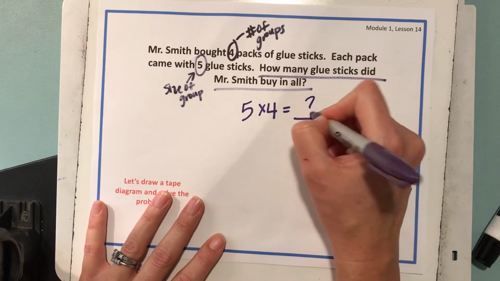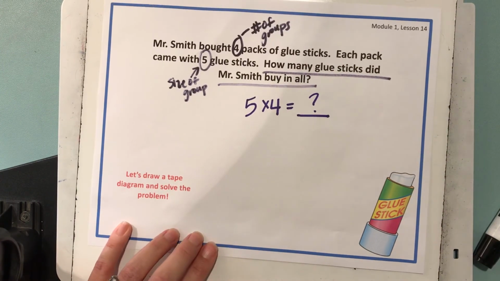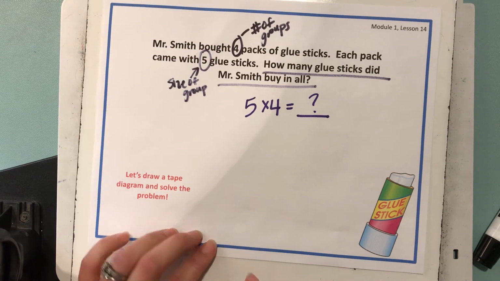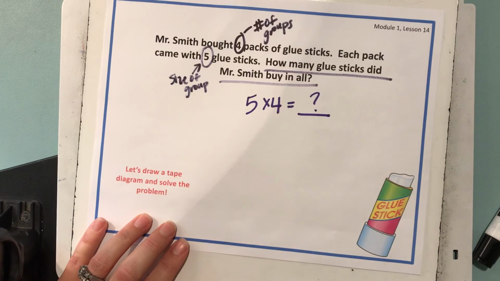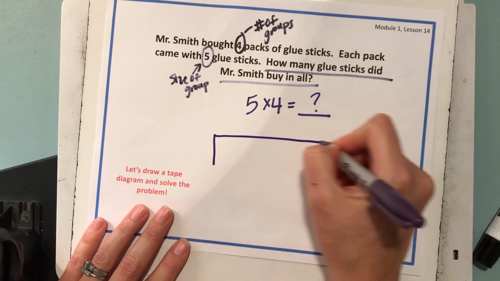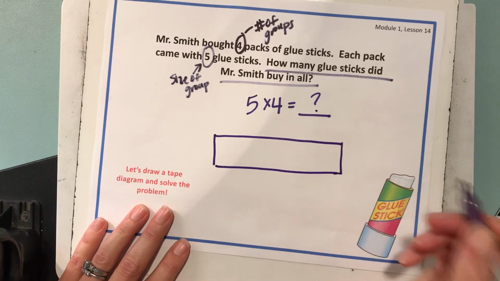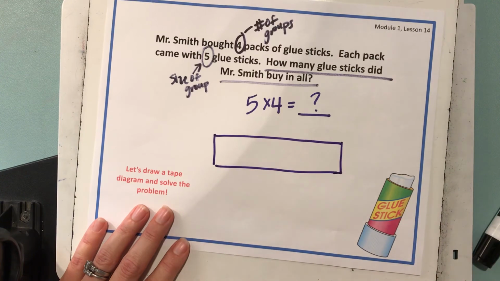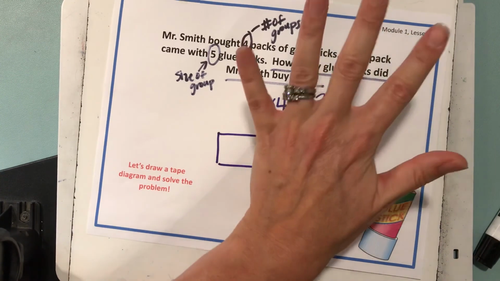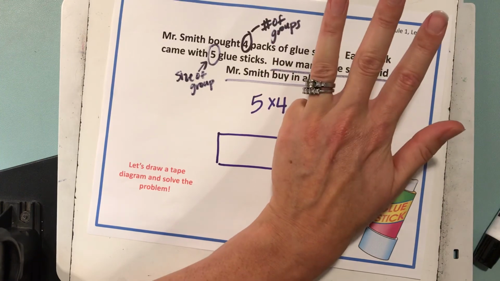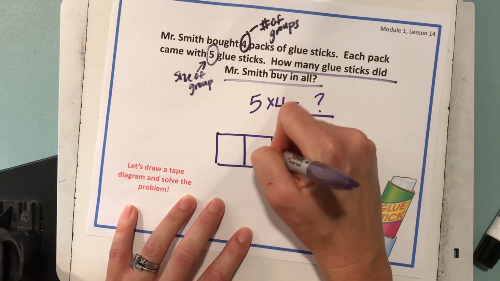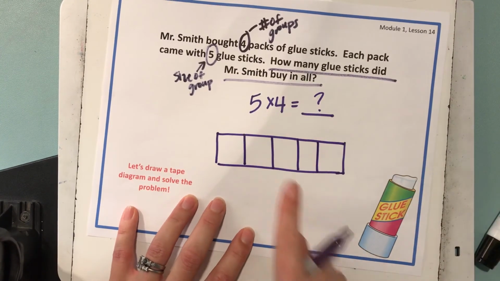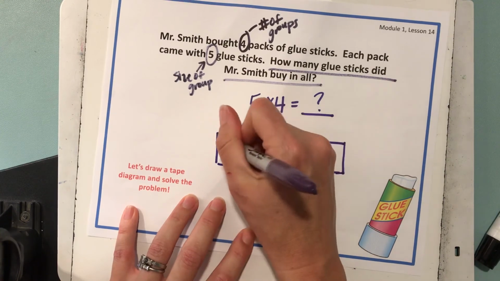But what I want to do is draw a tape diagram in order to illustrate how I solved this problem. So how many groups do I have? I have 5. So I'm going to draw a tape diagram with 5 boxes. And how many lines do I need to draw here in order to get 5 boxes? Oh, okay, remember, I'm going to put 5 fingers up. I'm going to take 1 away, so that means I need 4 lines. And I'm going to have 4 in each box.